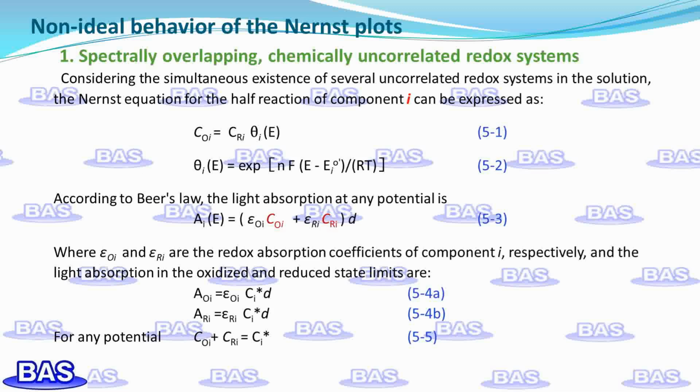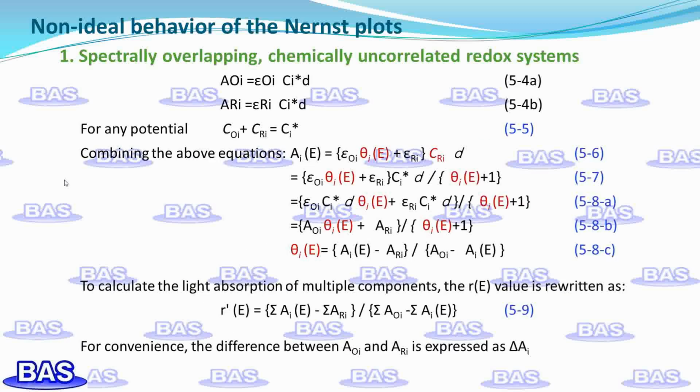Where epsilon OI and epsilon RI are the absorption coefficients of the oxidized state and the reduced state of component I, respectively, and the limit light absorption of the oxidized state and the reduced state are respectively absorbance when completely oxidized and absorbance when completely reduced. For any potential, the total of the concentrations of the oxidized and reduced states of each component is the limiting concentration of that component Ci*.